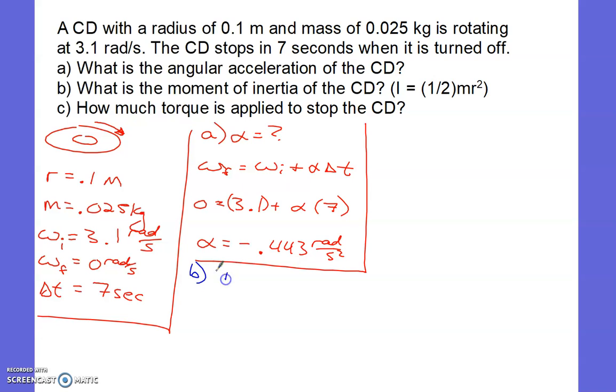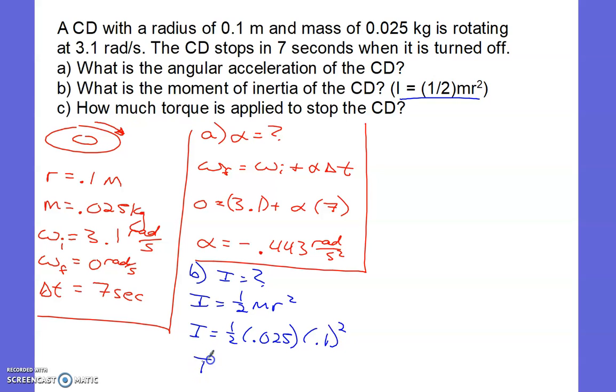For part B, we want to find out what is the moment of inertia. Now we're given the formula of moment of inertia in the problem itself, and the formula is 1/2 the mass times the radius squared. We know that the mass here is 0.025 kilograms, and the radius is 0.1 meter. We're going to square only the radius. Only the 0.1 gets squared. As we solve, this gives us an answer of 0.000125, and the units are kilogram times meter squared. Now your calculator may give it in scientific notation. Scientific notation would be 1.25 times 10 to the negative 4.